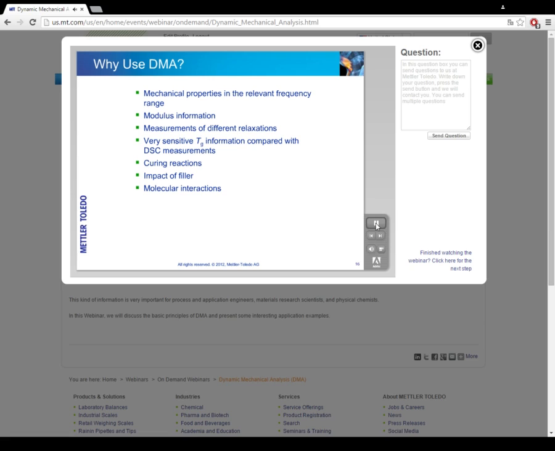This slide summarizes the main reasons for using DMA. As we have seen, DMA can be used to study the viscoelastic properties of materials in the relevant frequency and temperature range under different conditions. Furthermore, it enables us to determine modulus values.